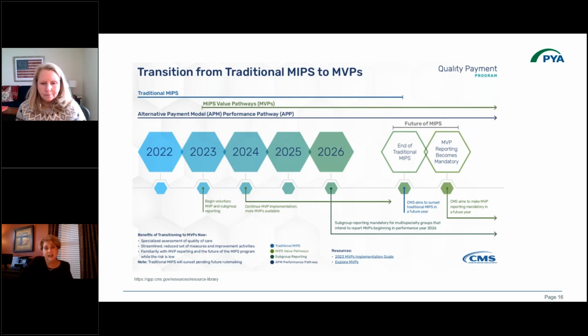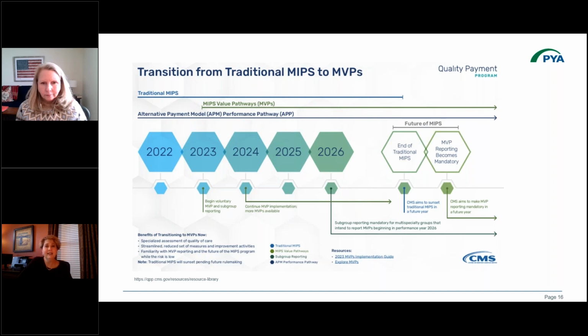In the early discussion on MVPs, the diagram was talking about the transition. They're building the measures. We'll talk about that. They're building the MVPs. It's voluntary at this point to register for and report via MVPs.